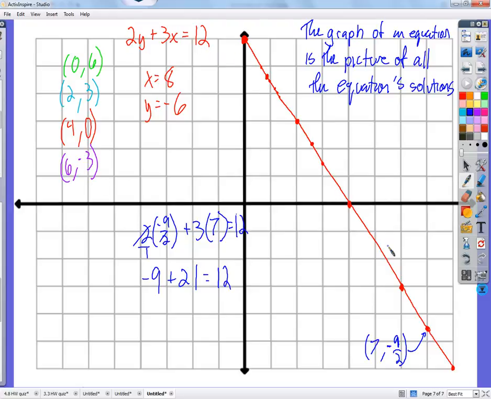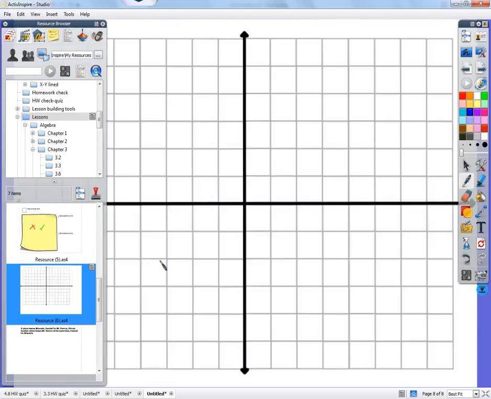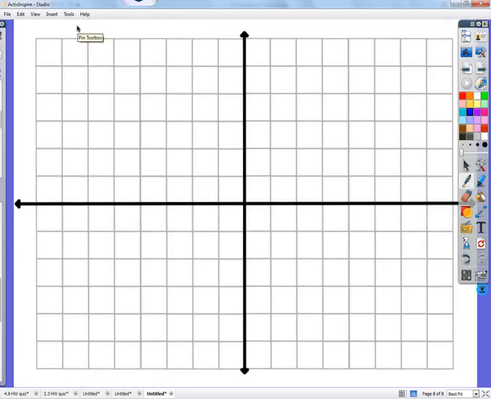Or we could draw a picture. Okay, and a picture is nice because it gives us lots of solutions. It gives us an idea of the behavior of this graph, what kinds of outputs we're going to seem to be getting for each particular input. Okay. So a graph of an equation is a picture of all the equation's solutions. So let's do another example and make this a little more concrete.